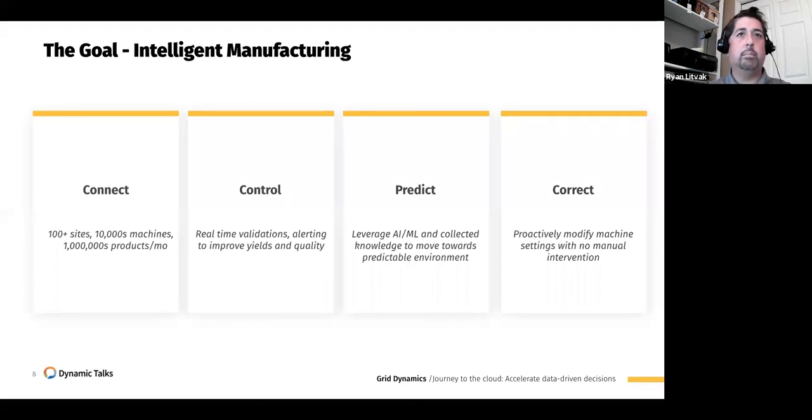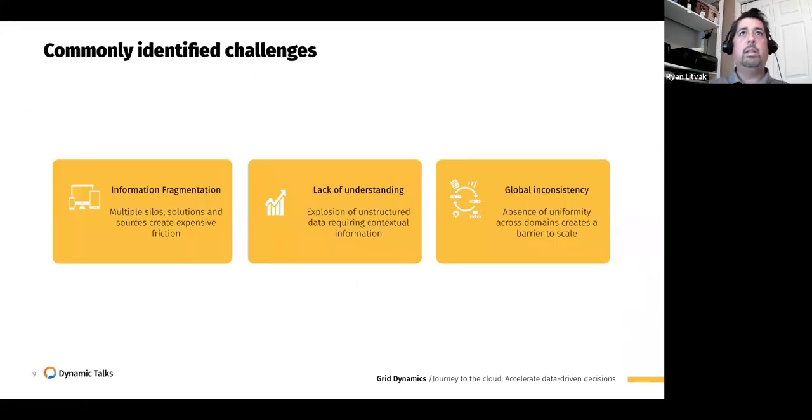And the second one is scrap. So if we can identify quality issues before they occur, before they render a board unusable, then we're able to save a lot of costs and be a lot more effective. So in the course of evaluating how we could move from our current state to a better future state, we've identified several common challenges across a number of domains.